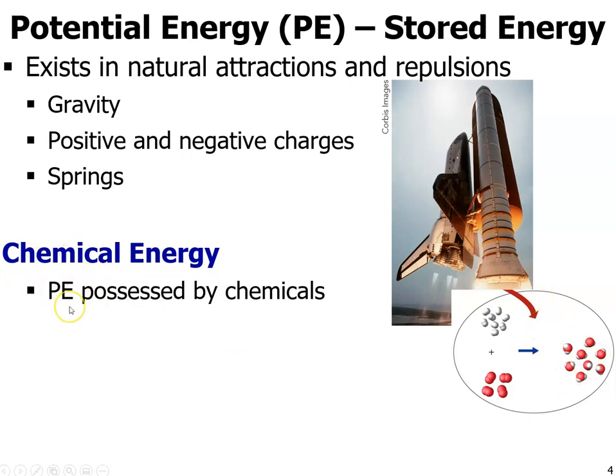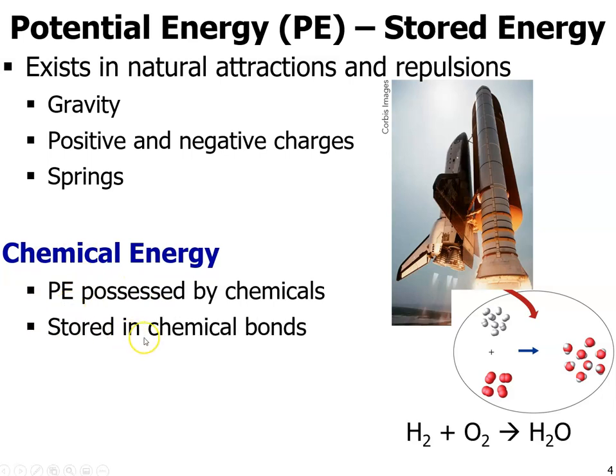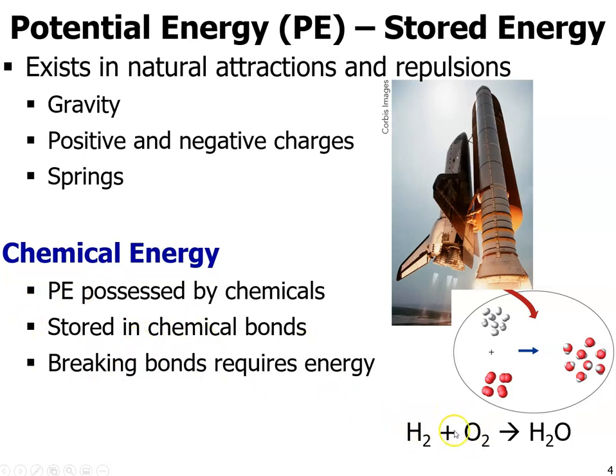So the chemical energy is that potential that those molecules have before, for example, they might be burned. And it's stored within the chemical bonds that we are going to make. Breaking bonds requires energy. So in this initial form, we have hydrogen and oxygen. We're going to make water with that. To break these bonds actually requires energy.